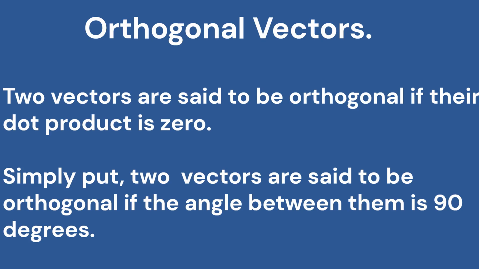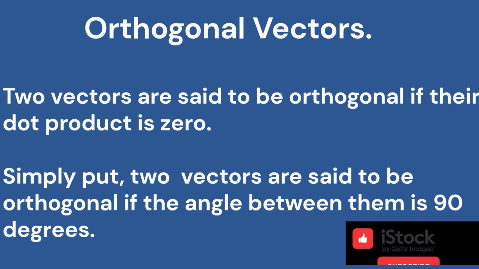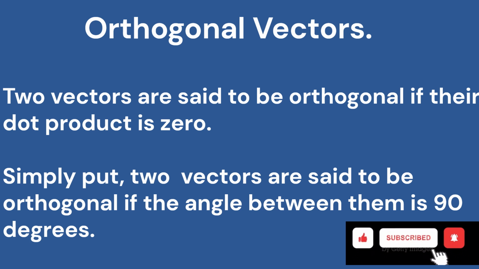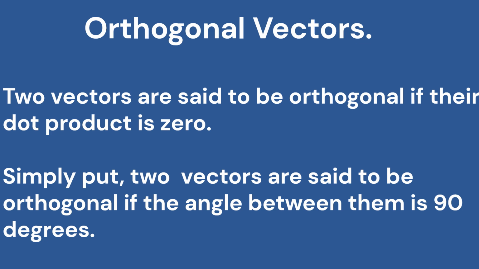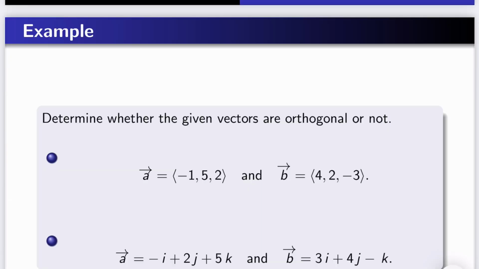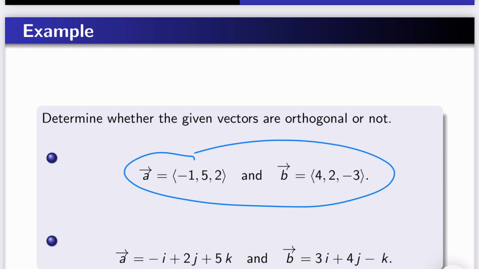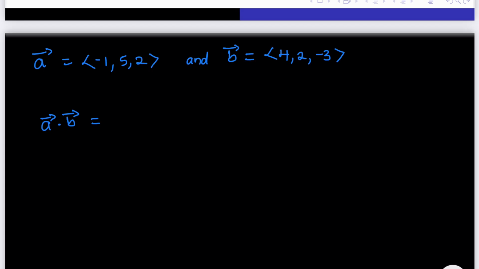Two vectors are said to be orthogonal if their dot product is 0, or simply put, two vectors are orthogonal when the angle between them is 90 degrees. So now let's try some examples on orthogonal vectors. We have to determine whether the given vectors are orthogonal or not. For the first one, we have these two vectors, and we should just find their dot product. If their dot product is 0, then these two vectors are orthogonal.